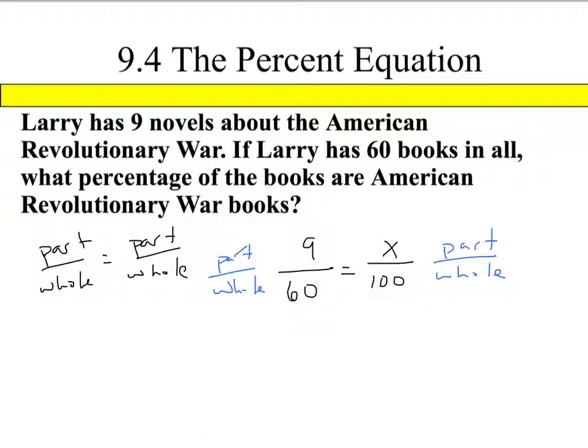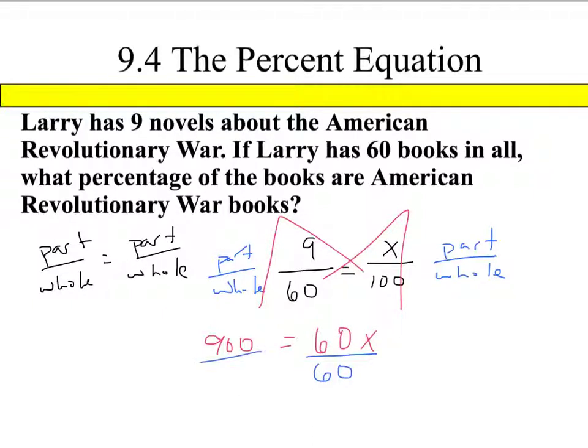From here, I'm going to cross multiply once again. I get 900. On the right side, I get 60x. When I divide by 60, x is equal to 15. Books. Don't forget my label. Label!